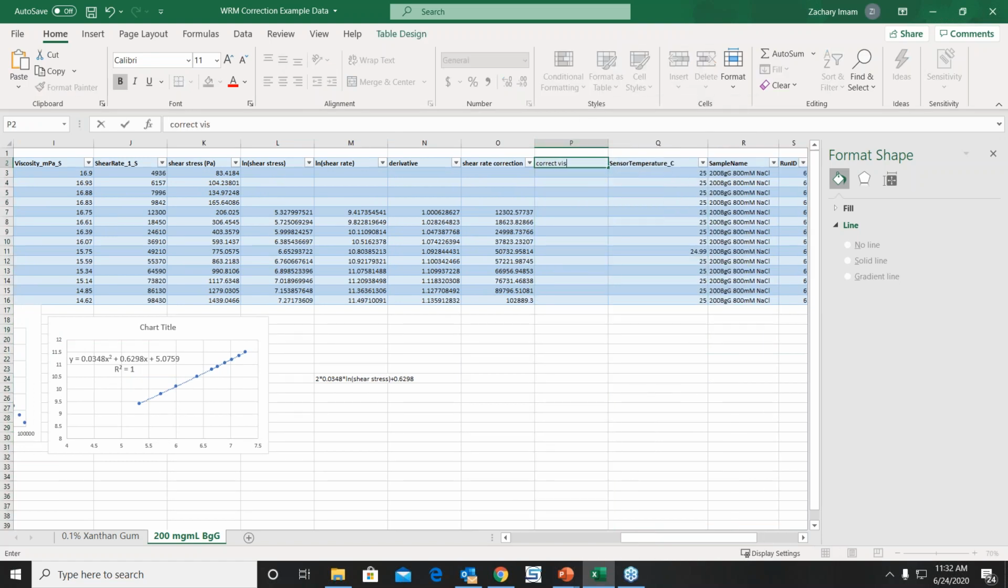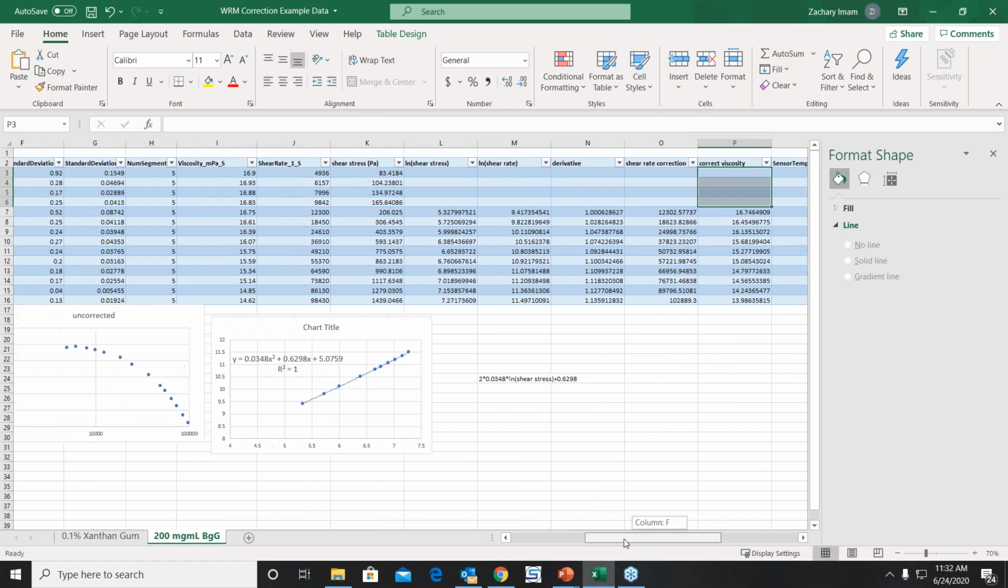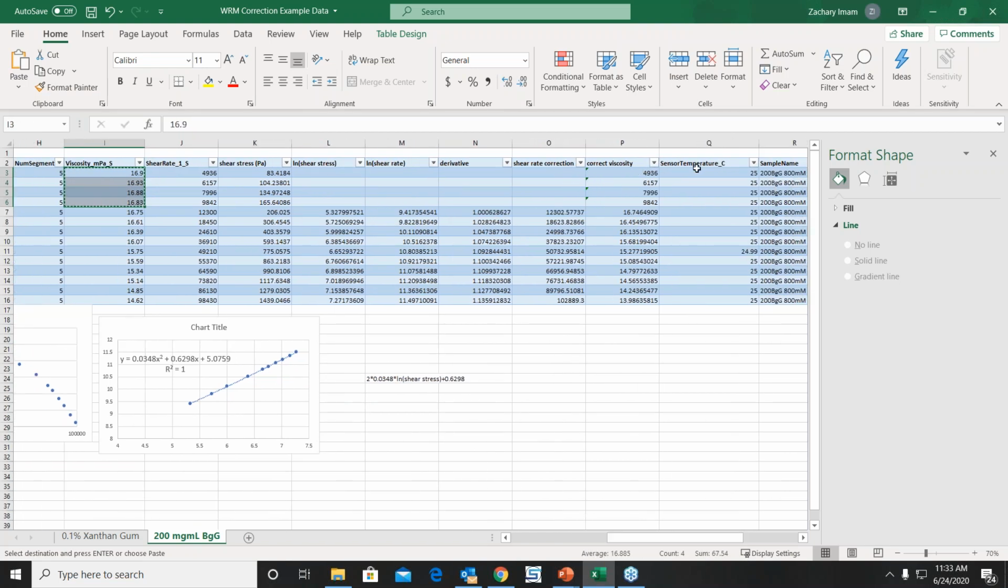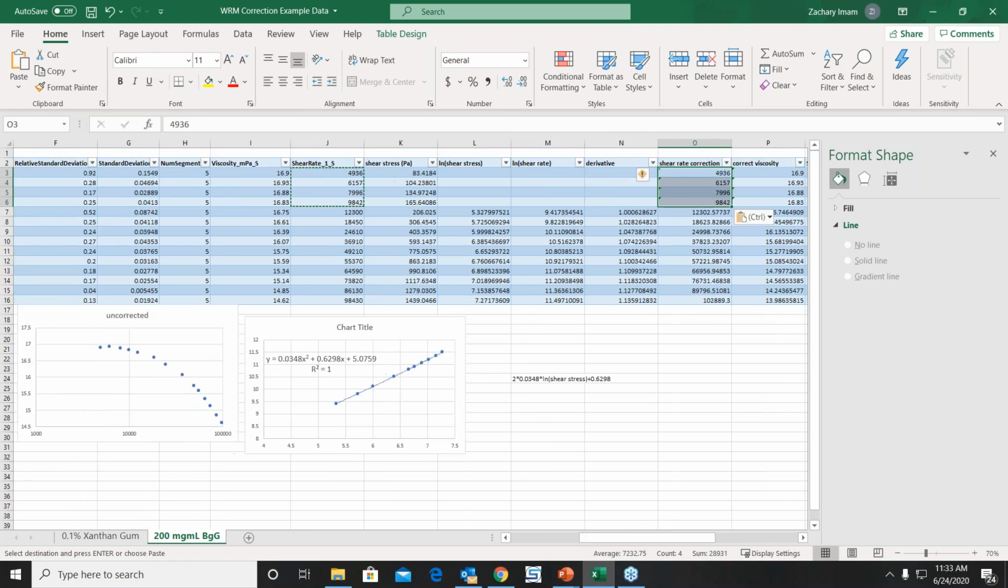So correct viscosity. So again, just shear stress divided by shear rate. So that by this, and then don't forget your units. Make sure it's in millipascal seconds. So we have corrected the viscosity here. Just to make the plotting a little bit easier, I'm going to just copy the original shear rate and viscosity values, the uncorrected ones for the Newtonian plateau, so that when I plot this corrected data, it's easy.